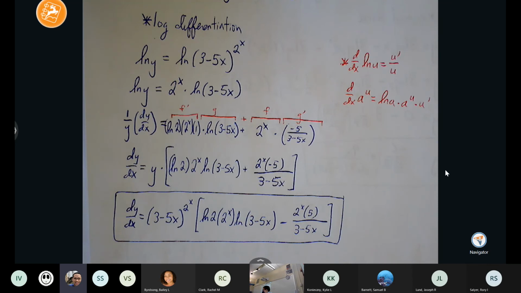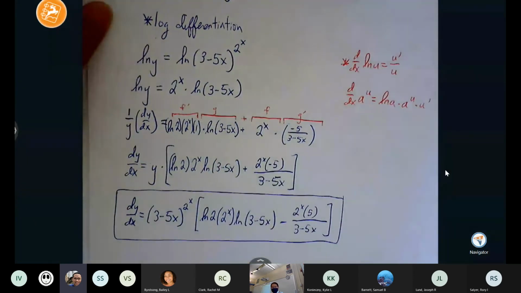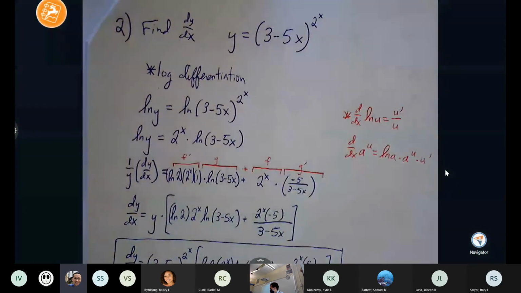Okay, number 3. Okay, so I put in the chat box the link to this worksheet in case people joining late didn't know where this was coming from. All right, number 3.